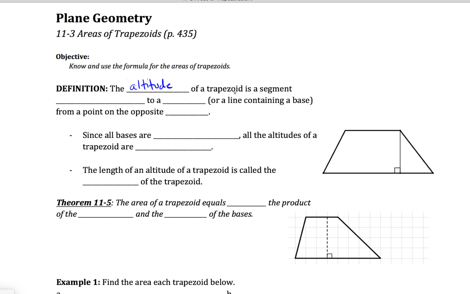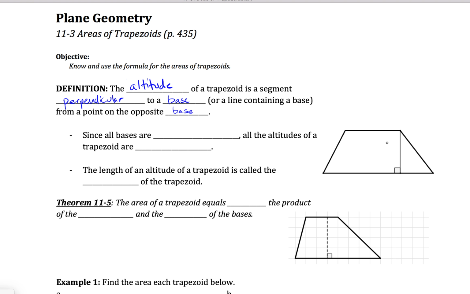The altitude of a trapezoid is a segment that is perpendicular to a base or a line that contains the base. Sometimes you will see that aspect of the definition come into play. But for the most part, you're looking at a segment that's perpendicular to one of the bases of a trapezoid, coming from a point on the opposite base.